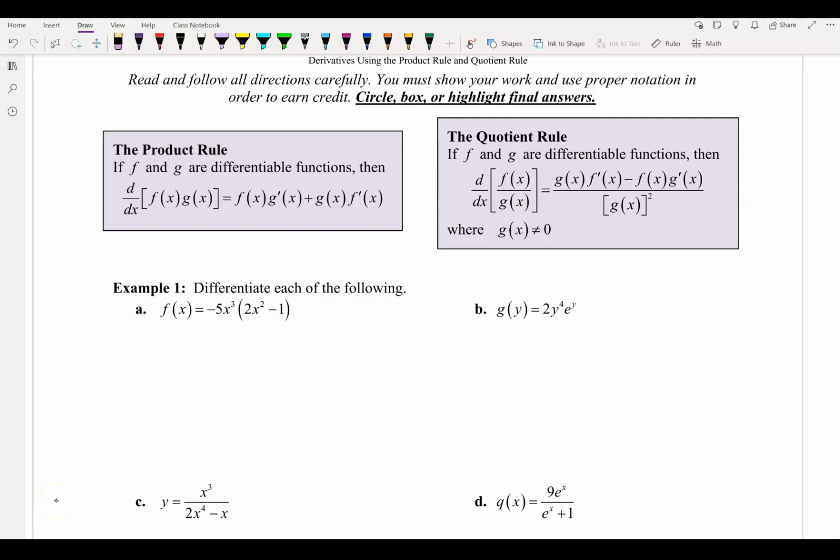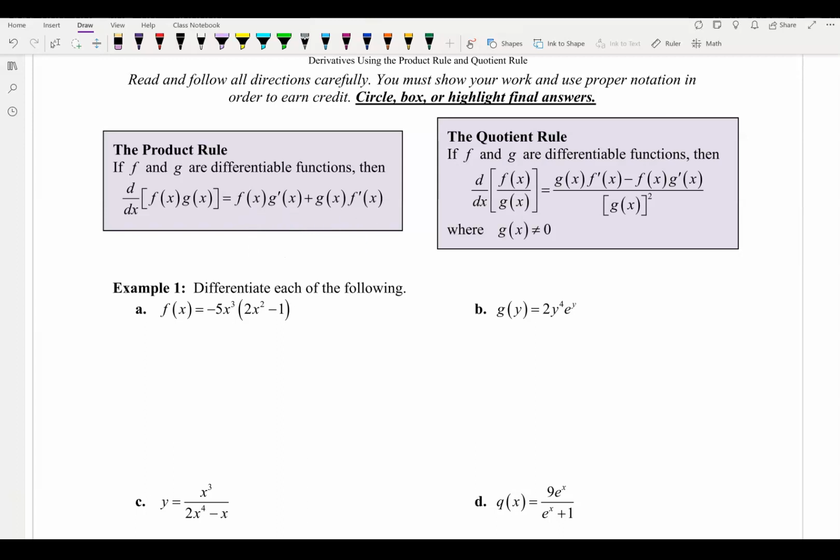All right, so today we're taking derivatives using the product rule and quotient rule. You can see them here, right? We've got the product rule right there, where we are taking the derivative of two functions that are being multiplied. And we do that by taking the first function times the derivative of the second plus the second function times the derivative of the first.